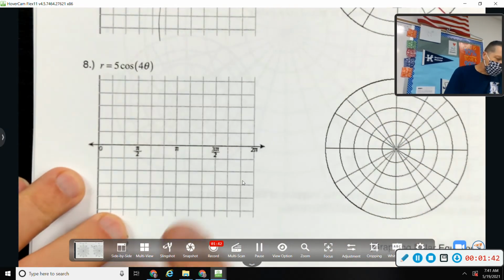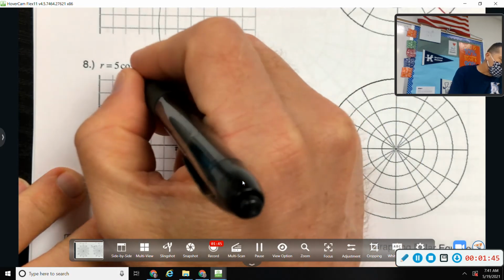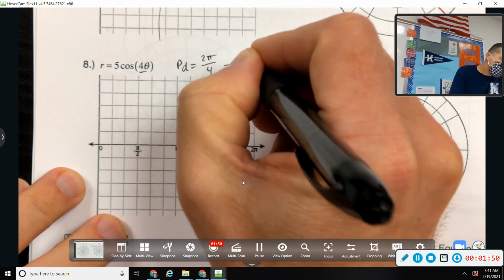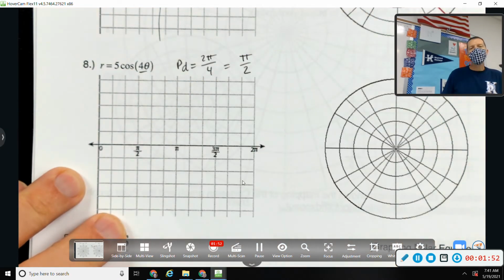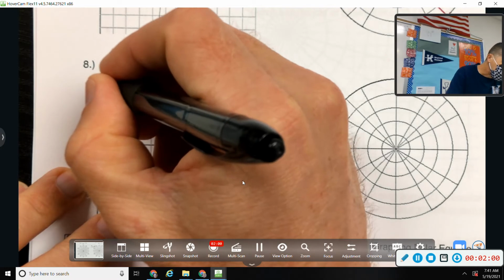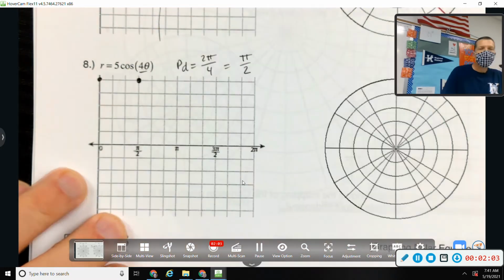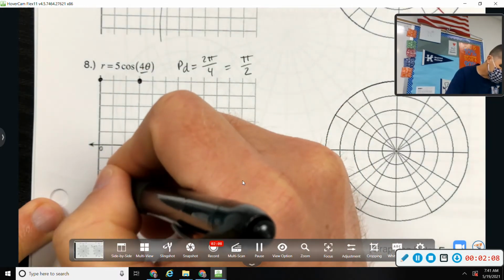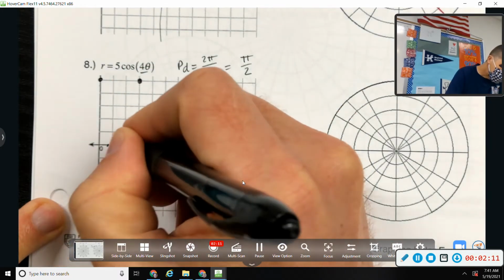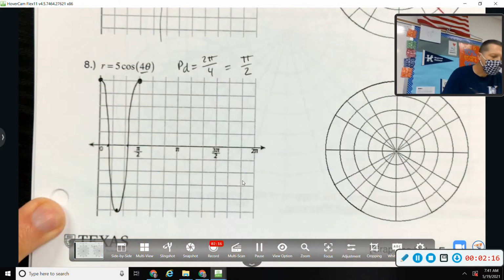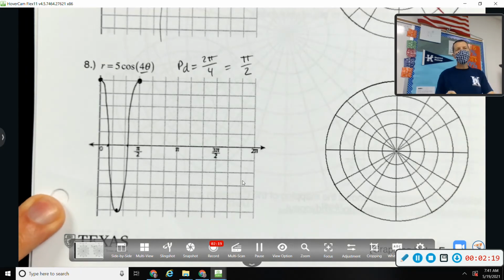Alright, so we're thinking about graphing rectangular coordinates. Period is 2 pi over b. The period's pi over 2. This is going to be a really squished up cosine graph, an amplitude of 5. And I got to fit it all in between 0 and pi over 2. So there's one cycle.